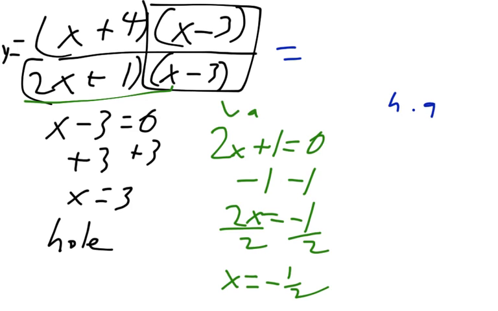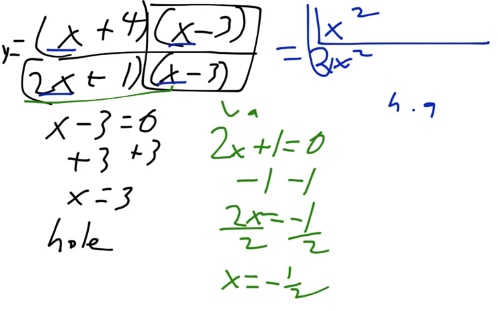Now for the horizontal asymptote, I'm going to multiply these, but I'm only really worried about the first term. So x times x is x squared. 2x times x is 2x squared. And so we got 1/2. And it only works because these exponents are equal.